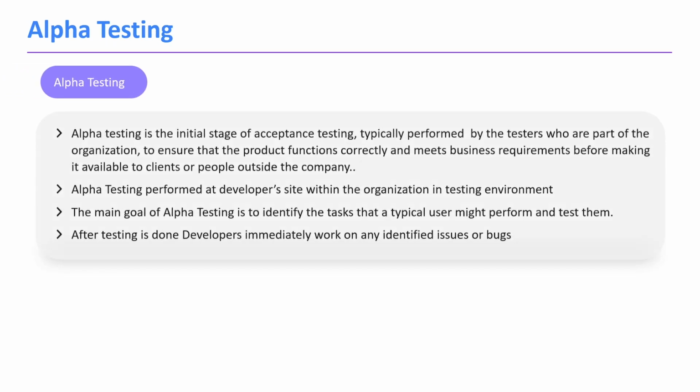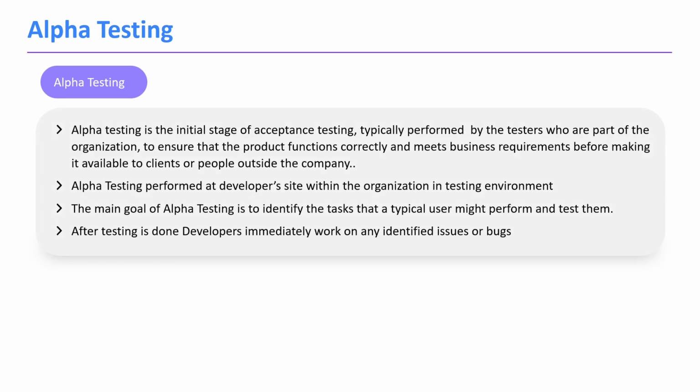So first is alpha testing. Alpha testing is a final stage of acceptance testing, and it's performed by the testers who are part of the organization to ensure that the product functionality is working correctly as per the requirement. And this testing is conducted before the actual software application is made available to the client or the people outside of the organization. Alpha testing is performed at the developer sites within the organization in the testing environment, where the developers and testers both are involved in it.